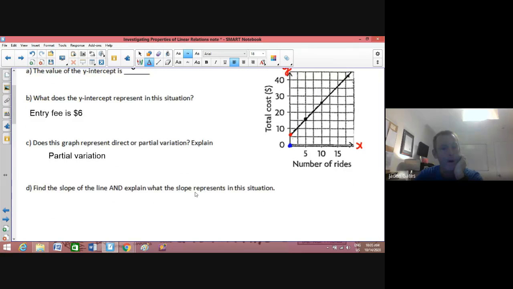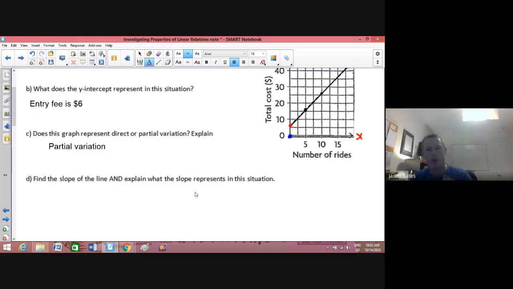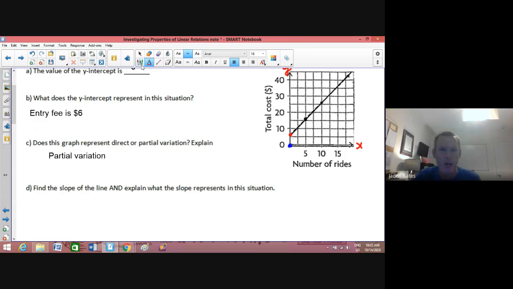All right, now find the slope and explain what the slope represents in this situation. All right, so to find the slope, you need 2 points on your graph. And I'm going to use this point right here. Whoops, I'll use a different color. Let's go in green. To find my slope, I'll use this point right here, and I'll use this point right here. Now, again, to find the slope of the line, I'm looking for my rise, how much it goes up or down, and how much it goes right or left.